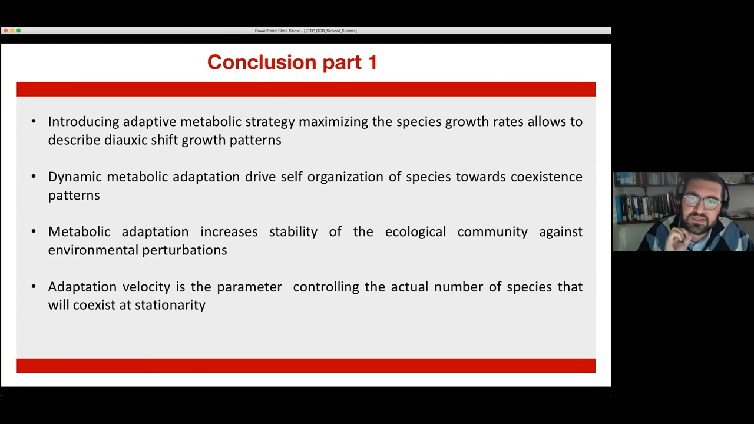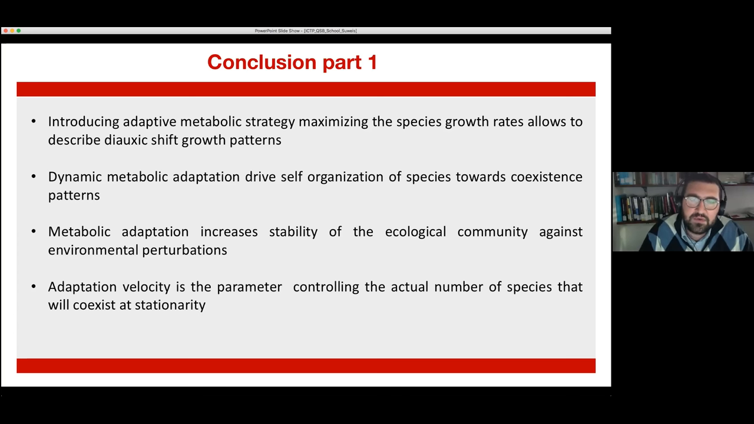So the second question was, would you say that this model solves the plankton paradox? Well, okay, saying definitive words about the science is always too demanding, so I would not say that it solves the paradox of the plankton. I would say that it strongly suggests, quantitatively, that adaptation is a very important mechanism for species, at least microbial species, to coexist. Yes, in this regard, I would say yes.